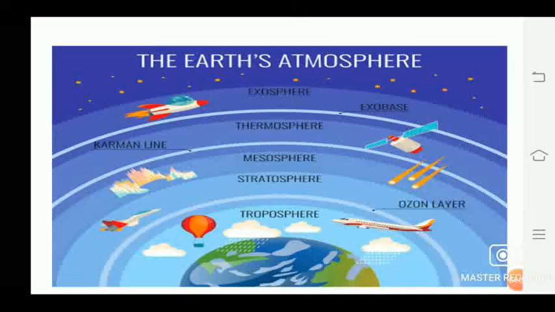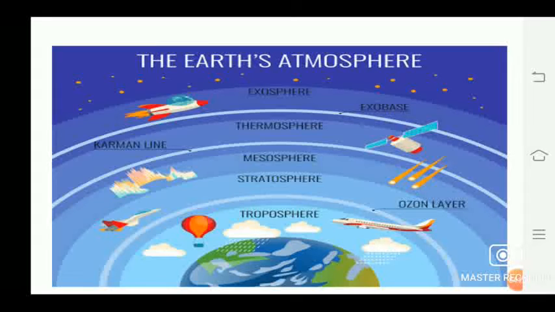You can see that the ozone layer is present in which layer of the atmosphere, students? Stratosphere. It is present in the stratosphere and this layer, in comparison, is so high up that we are not harmed by its poisonous nature, but it protects the earth from the harmful ultraviolet rays of the sun.